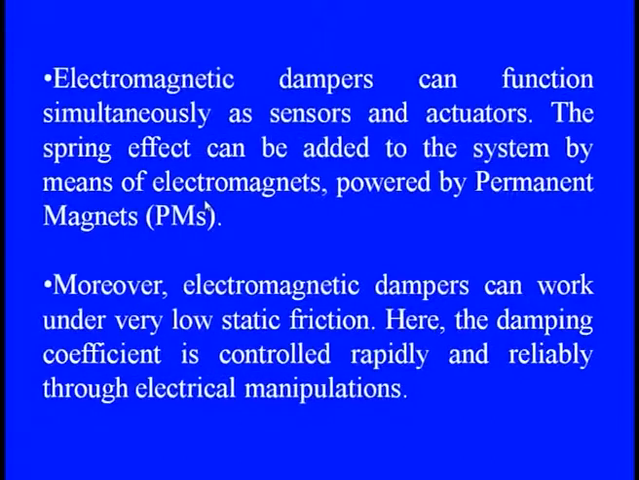Moreover, these electromagnetic dampers can work under very low static frictions. So, you see here, it is not that all the time we need to have the highest amount of energies and then use them. The main thing here is that the damping coefficient is controlled rapidly and reliably through the electrical manipulators, which allow them to work at whatever damping coefficients are there under low static frictions.